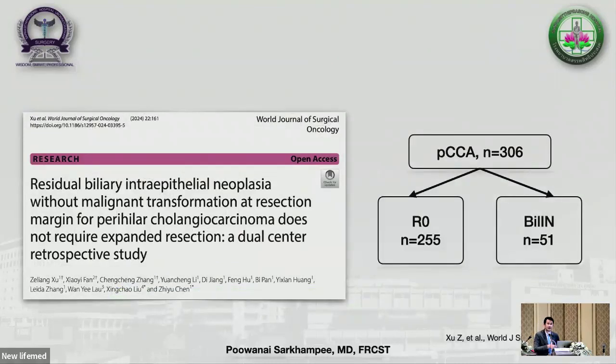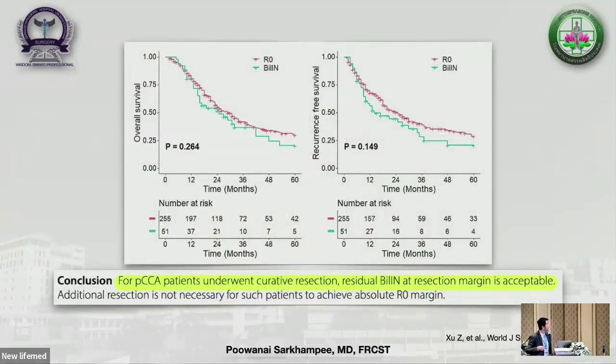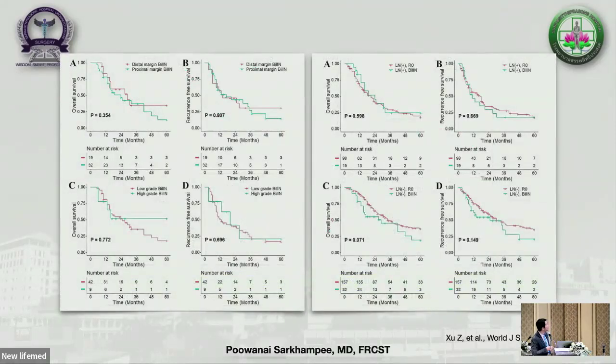However, this paper from China this year compared R0 resection and BilIN, which is dysplasia and the precursor of cholangiocarcinoma, as we know. They found that there's no difference in survival outcome between R0 and high-grade dysplasia, BilIN. They analyzed subgroups for distal margin, proximal margin, low grade, high grade, and especially lymph node metastasis and negative. They also found no difference between BilIN and R0 resection.